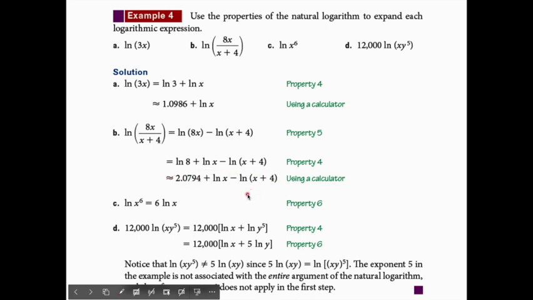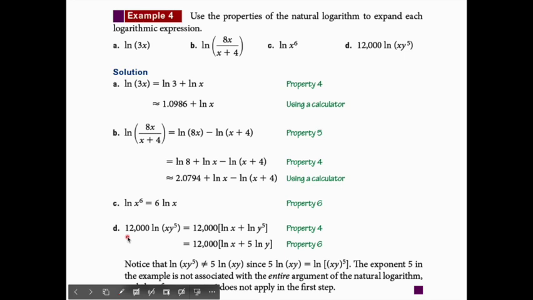Okay, let's look at part C. We have the natural log of x to the 6th. When we have something involving exponents and we want to expand it, we would use the power rule and bring the 6th down in front. So we have the natural log of x to the 6th is equal to, we would bring the 6 down in front, and that would be 6 times the natural log of x.